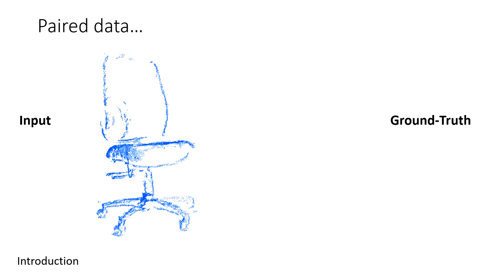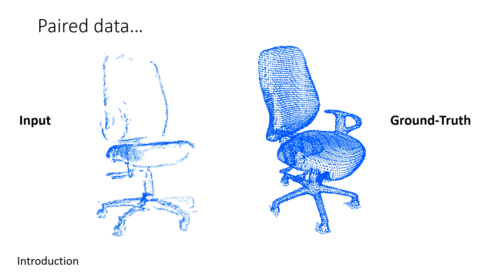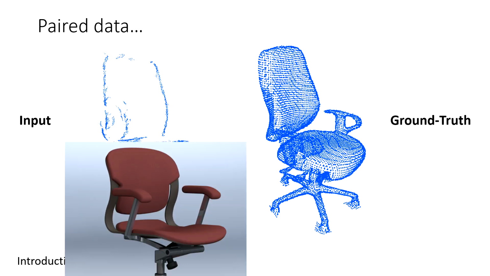Speaking of paired data, in other point cloud perception tasks like object detection or segmentation, the ground truths of the paired data can be a class label or a bounding box label. But in the case of point cloud completion, the ground truth has to be a clean and complete point cloud. And it's difficult to get such high quality reference data from real world point clouds. But it is possible to get clean and complete point clouds by uniformly sampling 3D CAD models.